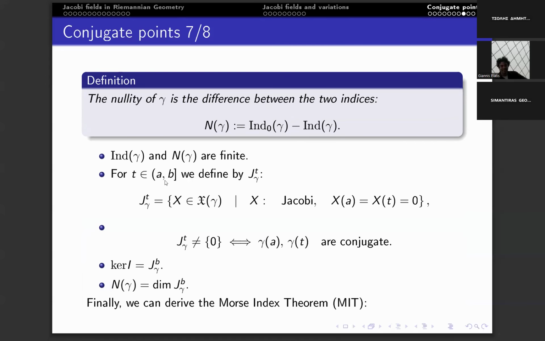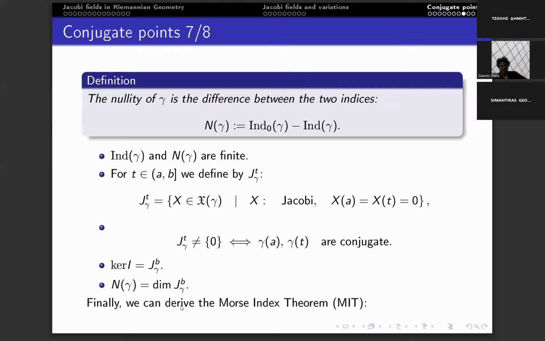For an arbitrary t in this interval, we define by J_gamma(t) the set of all vector fields along gamma that are Jacobi and vanish at the points a and t. This set is a non-zero subspace if and only if the points gamma(a) and gamma(t) are conjugate, by the definition of conjugate points. Also, the kernel of the form is the space J_gamma(b), and the nullity of gamma is the dimension of this vector subspace.